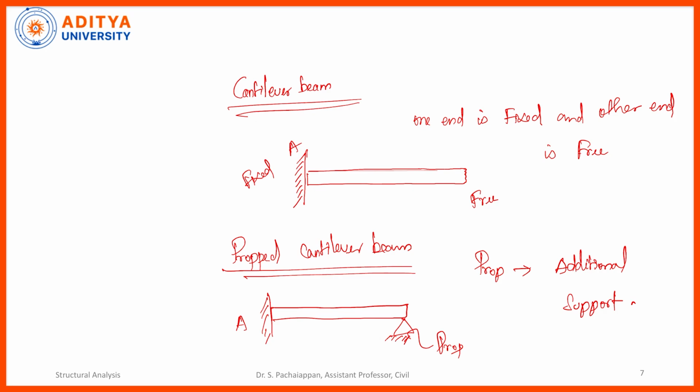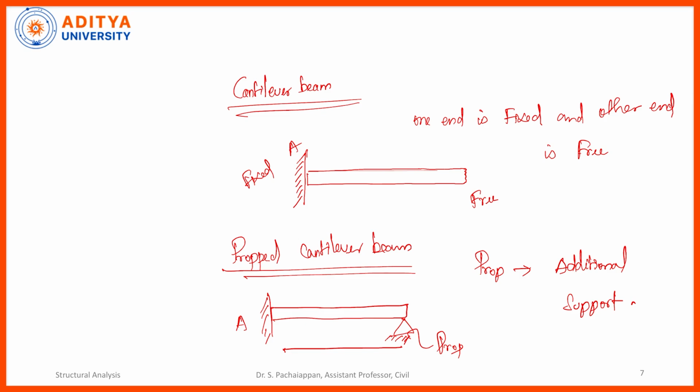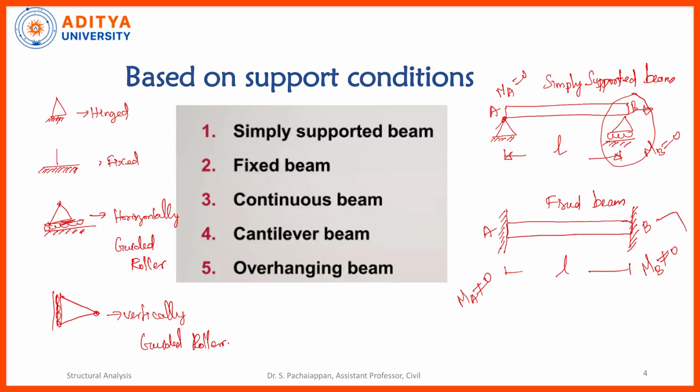One may ask, will the prop be given only at the free end? No. It's based on our requirement and application. The prop may be given anywhere along the length of the beam. Okay, so there are two different types of beams: one is a normal cantilever beam, another is a propped cantilever beam. If you apply the equilibrium equations, the normal cantilever beam is a statically determinate structure and the propped cantilever is a statically indeterminate structure. Those things we are going to discuss in the next lecture. So here we are going to discuss only the different types of beams.